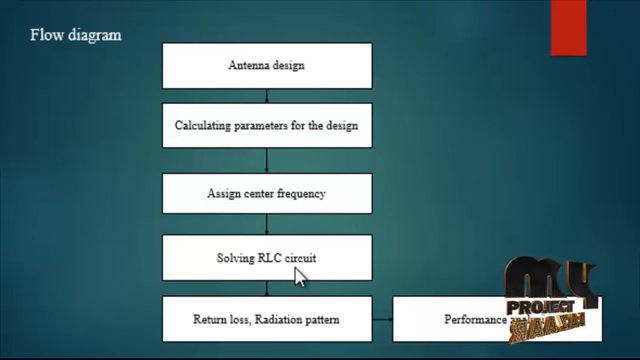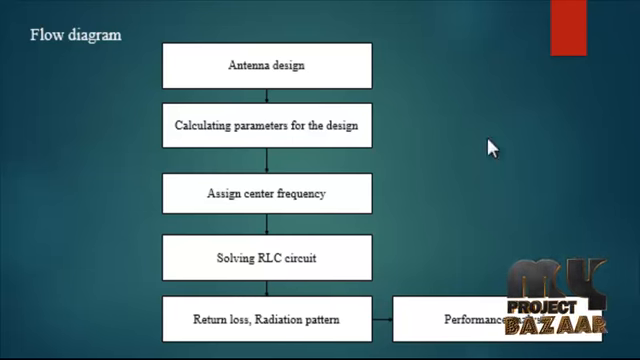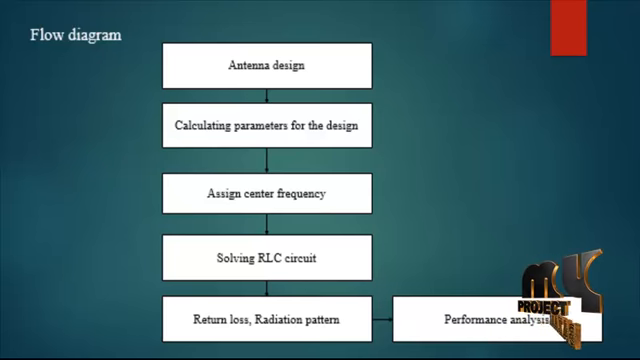Solving the RLC circuit, we can solve for R, L and C, which are connected in parallel, where R is the resistance, L is the inductance and C is the capacitance. Finally, we calculate the return loss and radiation pattern of the antenna. The measured reflection coefficient of the fabricated antenna in the MBAN band, both in free space and on the body.